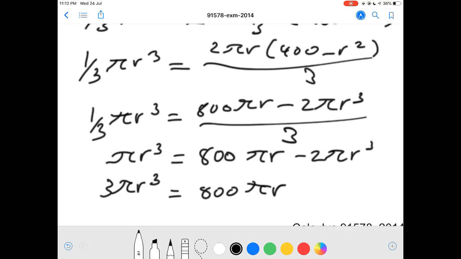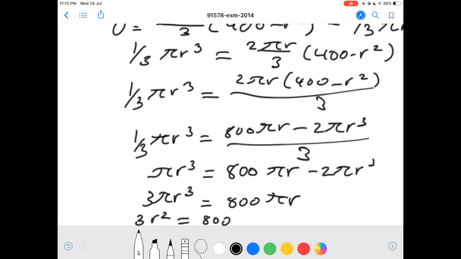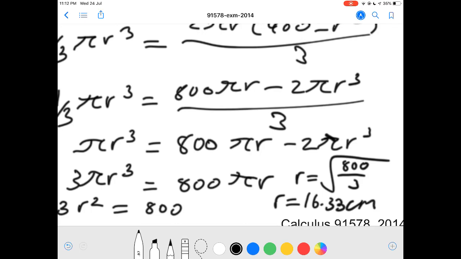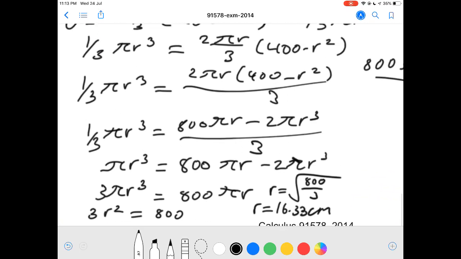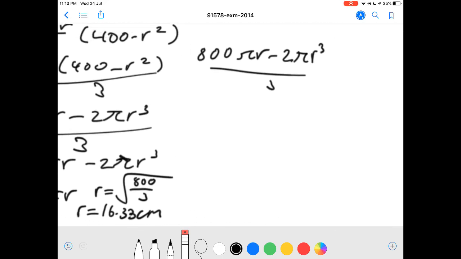So we're going to get rid of 1 pi and 1 r, dividing both sides by pi r. So 3 r squared equals 800, and therefore r equals the square root of 800 divided by 3. If you plug that into your calculator, 800 divided by 3 and square root of the answer, that gives you r equals 16.33 centimeters. But we're not quite done yet, because we need to find the maximum volume. To find the maximum volume, you simply substitute 16.33 into your equation.